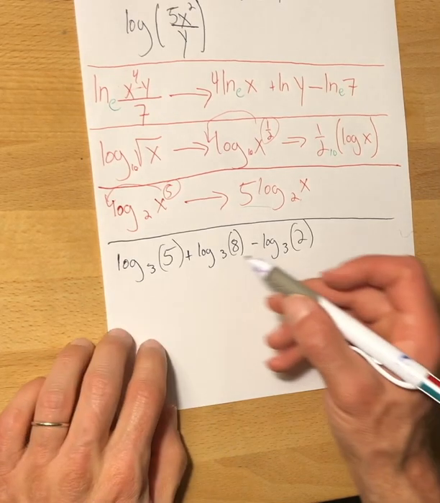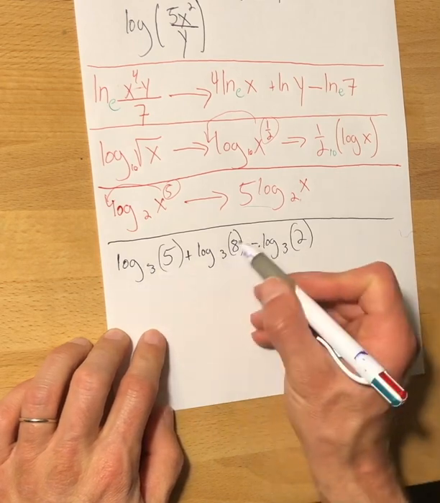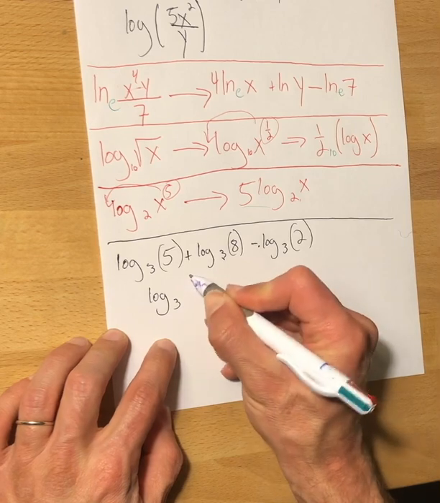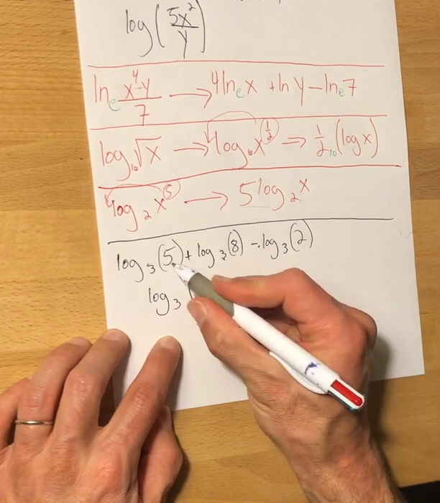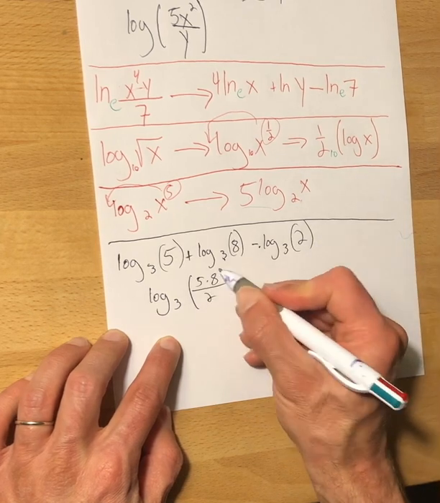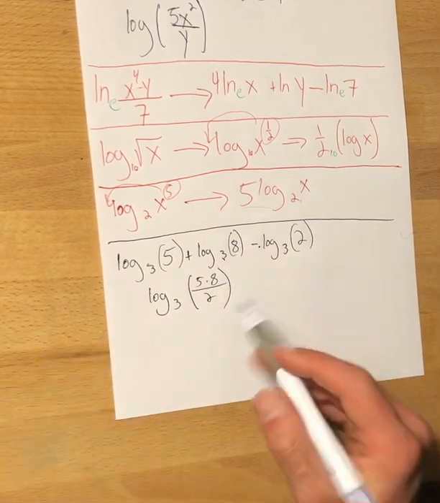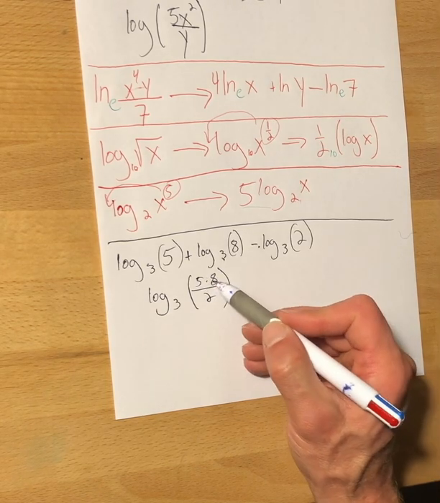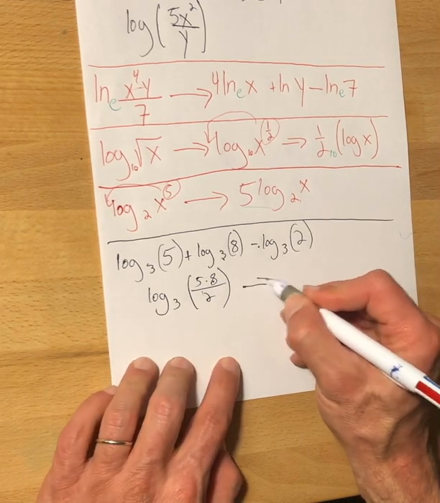Okay. You have a minus sign, you have positive logs, and they're all base 3, so I'm going to say log of base 3, but I'm going to put a fraction. This is going to be 5 times 8 over 2. All right. Simplifying, 5 times 8 is 40. 40 divided by 2 is 20.